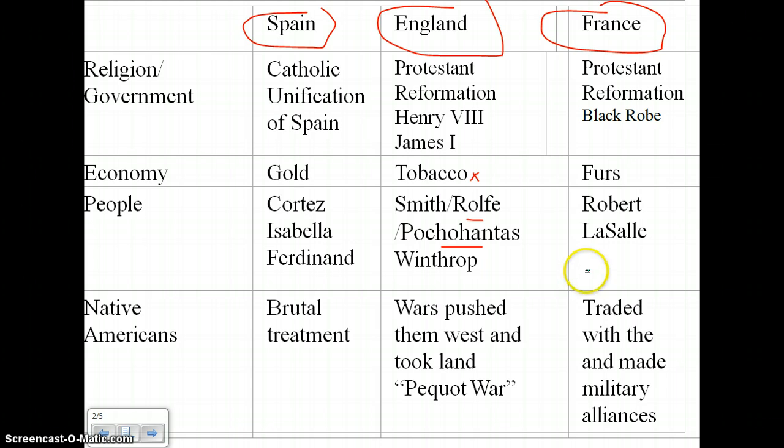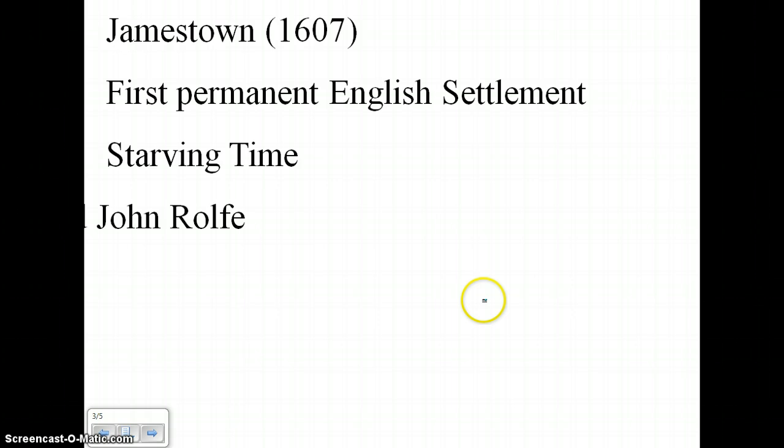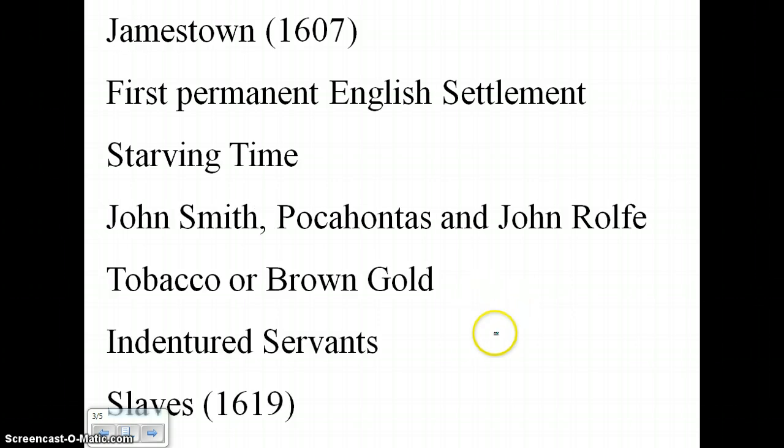It's always good, by the way, to know a couple key names that go with certain topics. So Isabella, Ferdinand, Columbus is kind of obvious, Cortez, some of the other explorers from your reading. John Smith, John Rolfe, Pocahontas, John Winthrop, we talked a lot about in class, are good names to associate with English colonization. And Robert La Salle is an important person in terms of French colonization. So let's just go through this real quick.